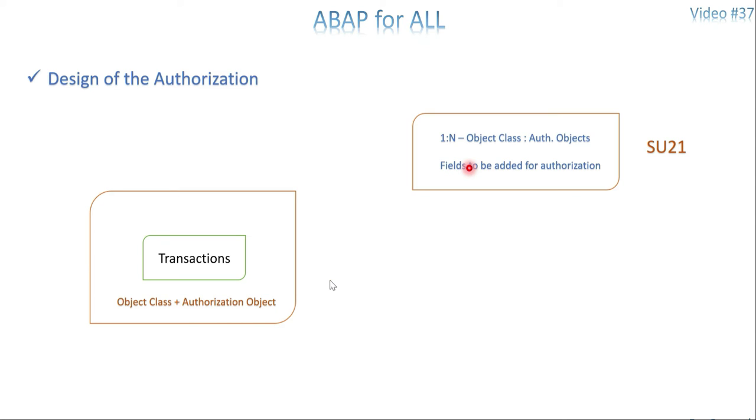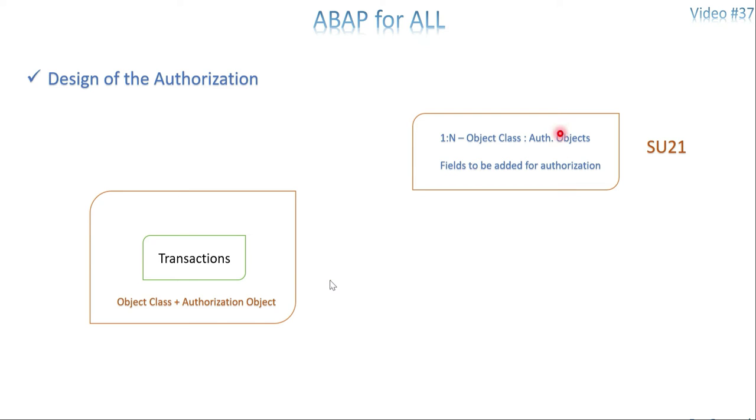The most popular field in authorization is the activity field. It defines what kind of activity is allowed along with the data, which is added in the authorization object. It may be create, change, display, delete. A lot of values are available, and I will show you in the system. So one of the frequently used fields in the authorization object is activity; ACTVT is the field name.